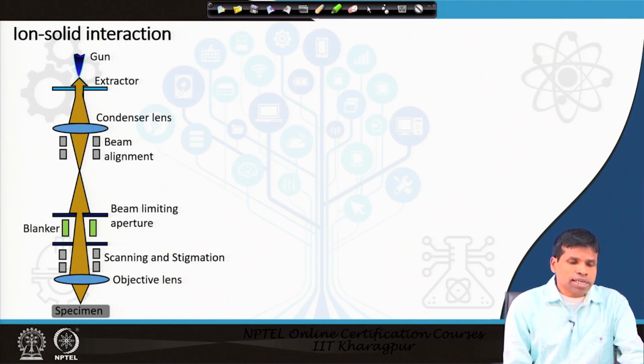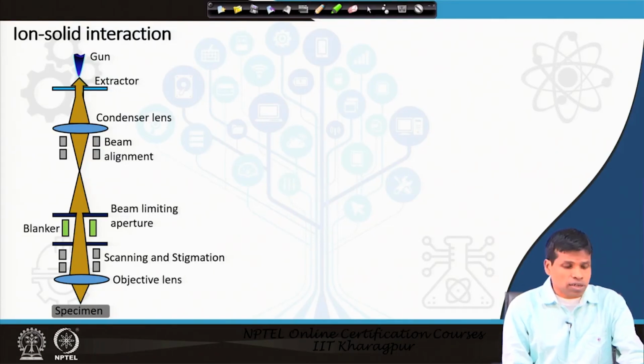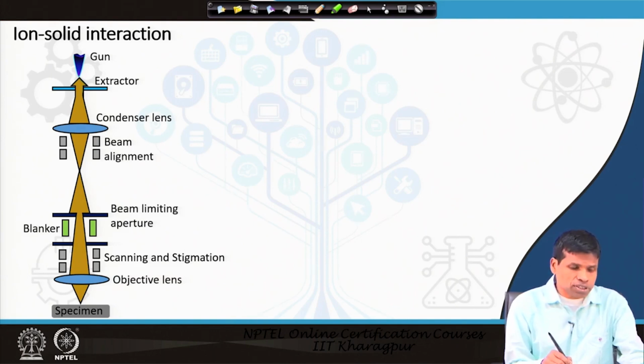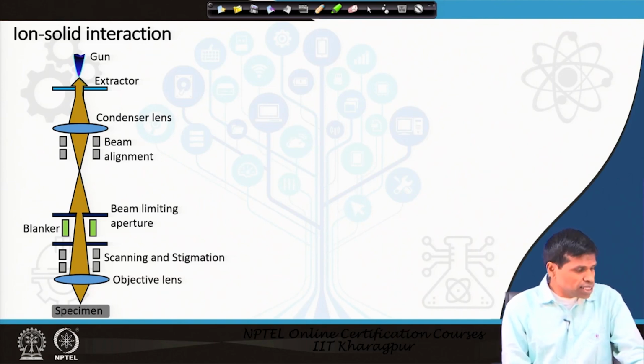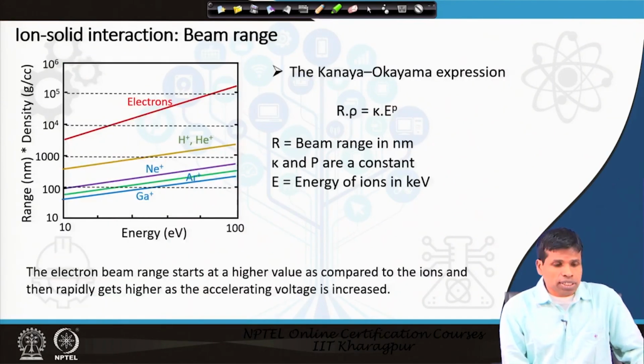Once the ion beam comes downwards, it has to be condensed using the condenser lens, and using the beam alignment we focus into the objective lens. It passes through its beam limiting aperture, and using the deflector we scan the ion beam onto the specimen surface. The objective lens is used for focusing the ion beam onto the specimen. So, once the ion beam is incident on the specimen, how does it interact?